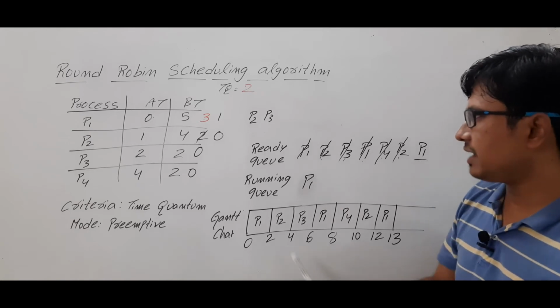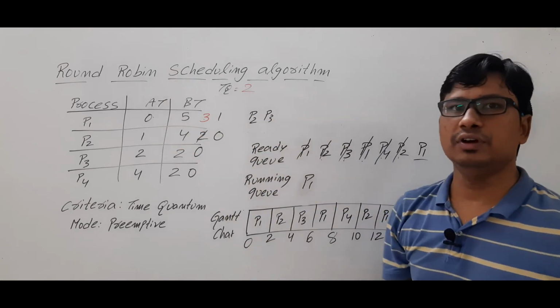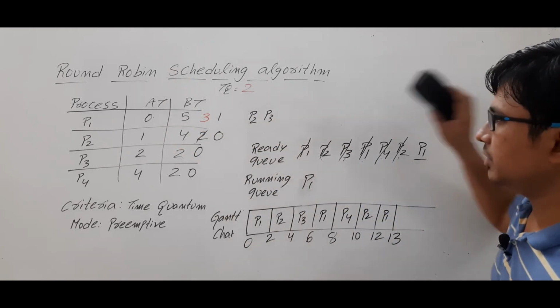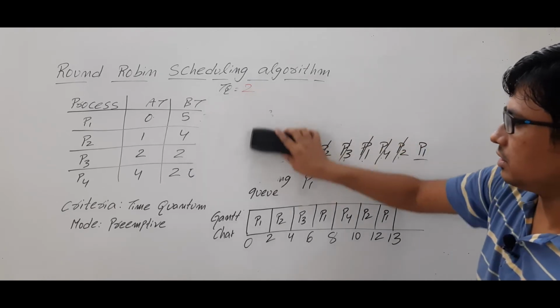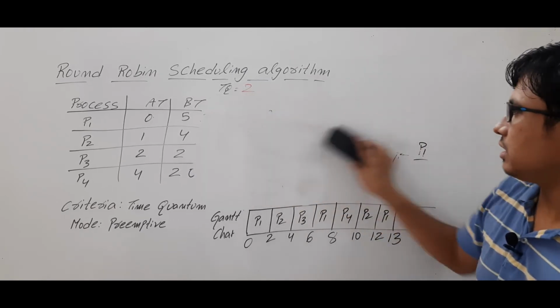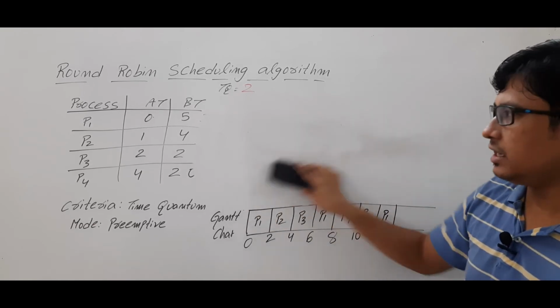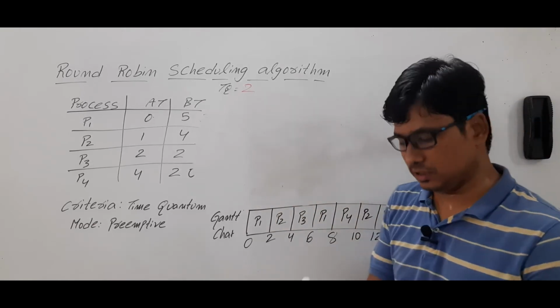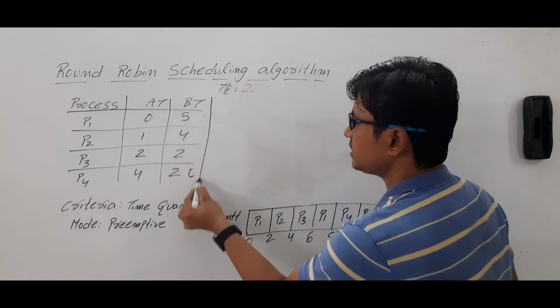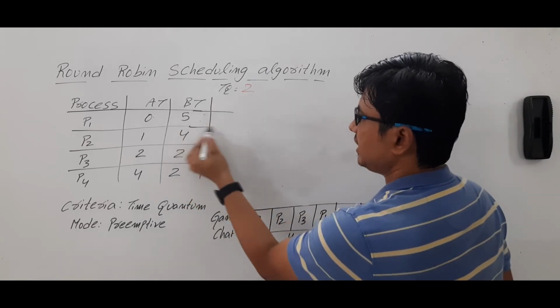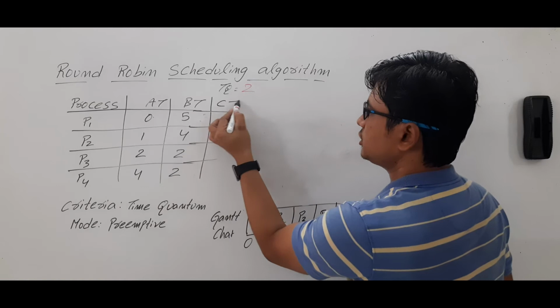So this is the Gantt chart for the given question for the round robin scheduling algorithm. Now using this Gantt chart, we will find the completion time, turnaround time, waiting time and response time for each process. Okay. First, let me find the completion time of each process.